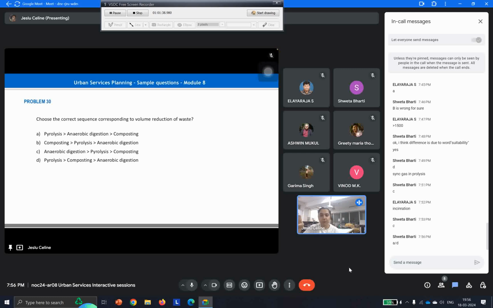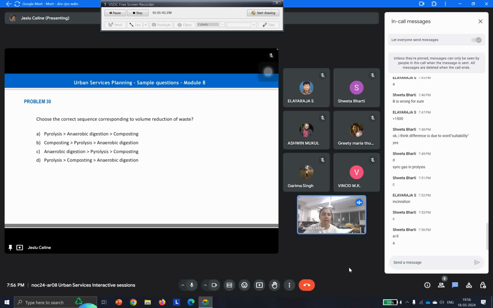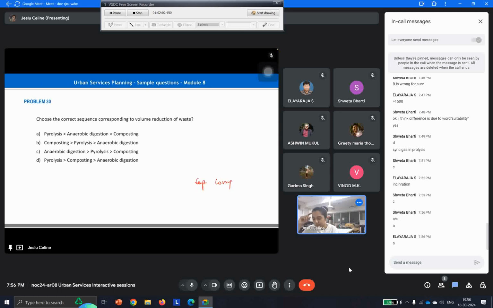So Shweta is confused between A and D. But one thing we know is that composting will have the maximum volume, right? Because you're not reducing anything over there. You're not converting anything. You're just keeping it in the compost pits. Probably you're compressing it a bit after some time, but it will definitely have maximum amount of volume. So composting comes last. That is for sure. And then we have pyrolysis and anaerobic digestion.